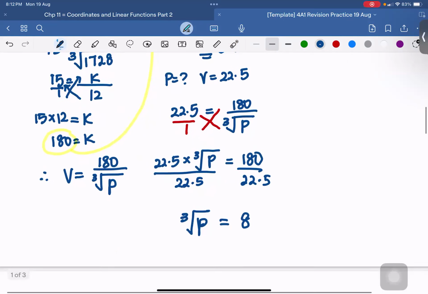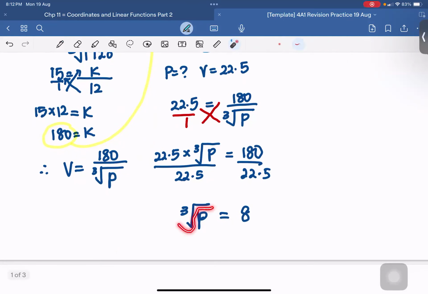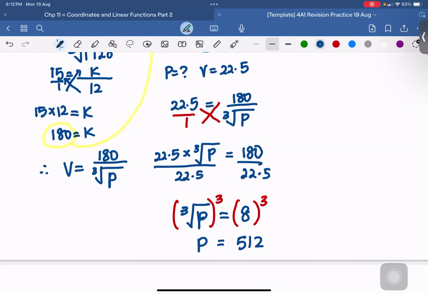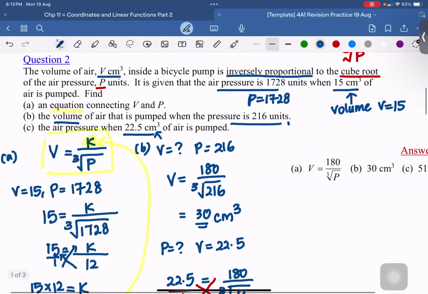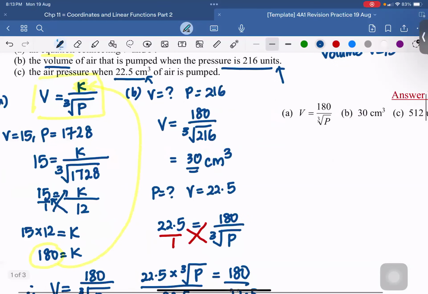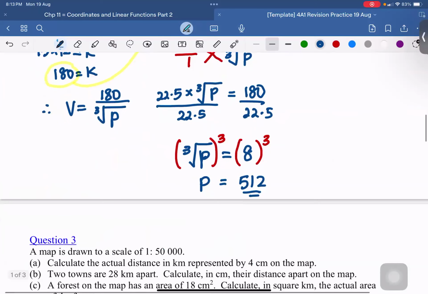After that, we want to get rid of the cube root. The opposite of cube root is to cube the whole thing. So cube both sides. The cube root and the cube will disappear, so we just got the letter P. 8 to the power of 3 will give me 512. Again, this one has particular units. They just put units, so I'm just going to put air pressure 512 units.